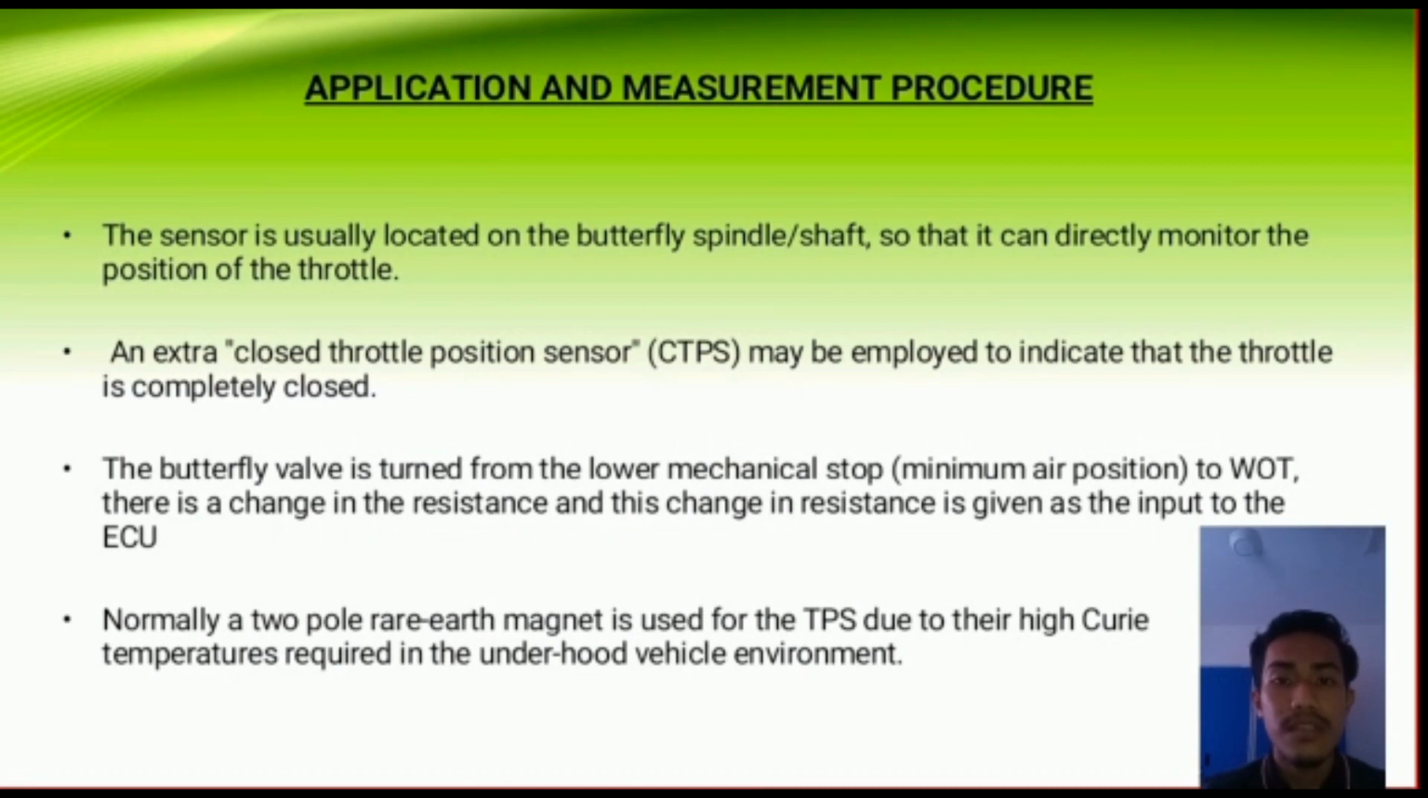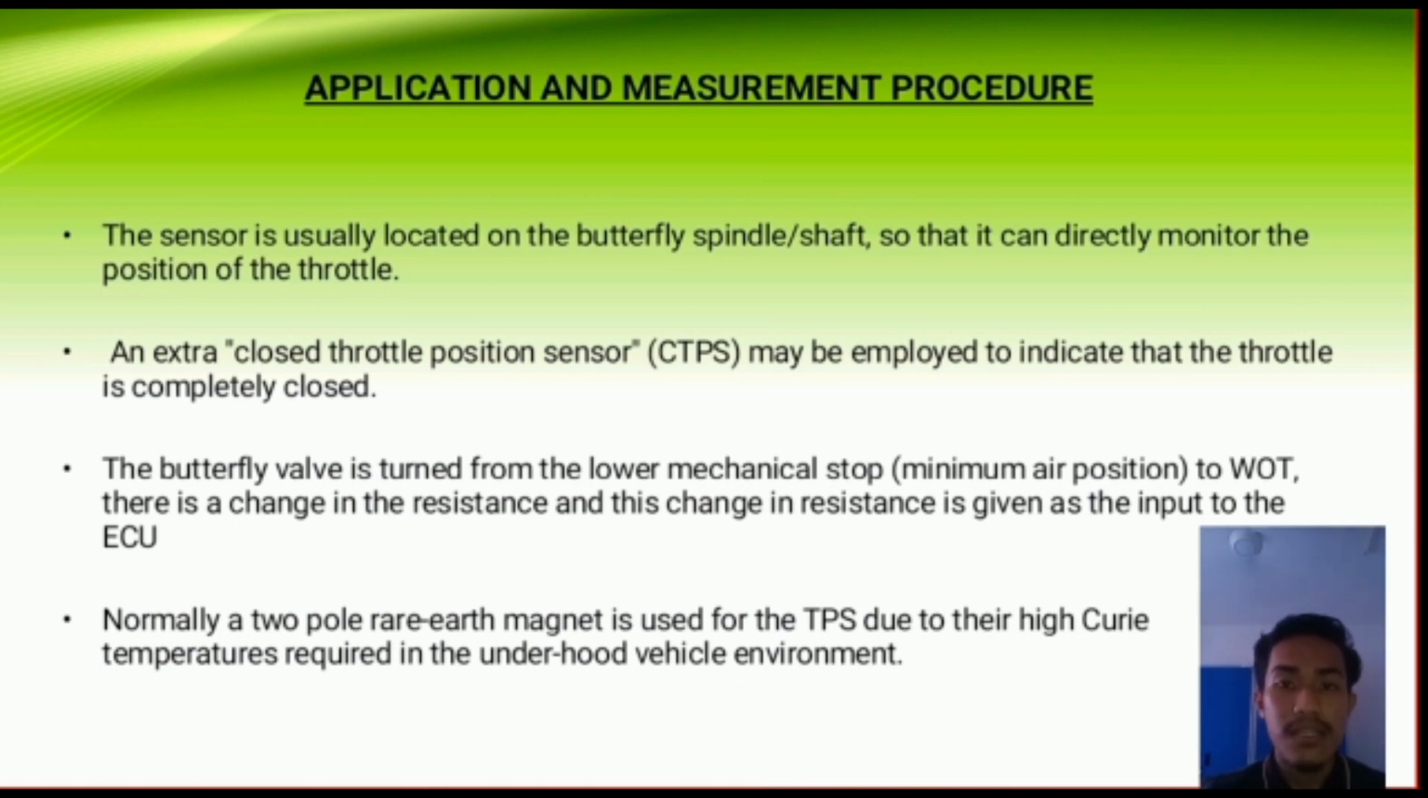A throttle position sensor is a sensor used to monitor the air intake of an engine. The sensor is usually located on the butterfly spindle shaft, so it directly monitors the position of the throttle. More advanced forms of the sensor are also used, for example, an extra sensor to indicate when the throttle is completely closed. Some engine control units also control the throttle position by an electronic throttle or drive-by-wire system.